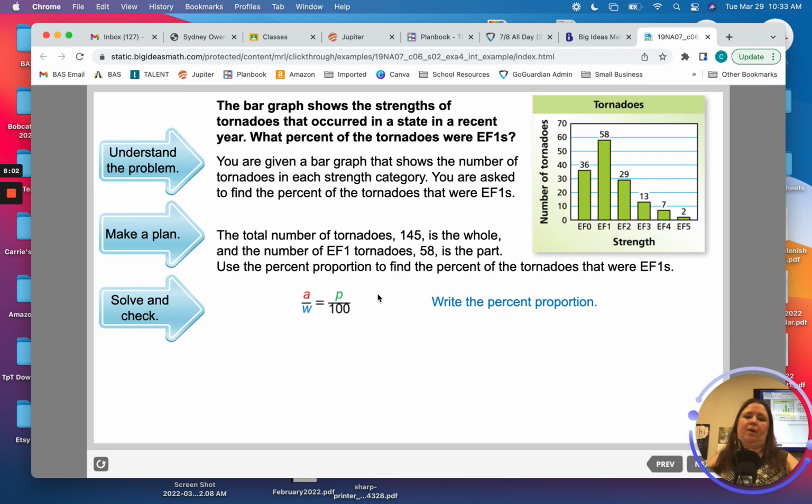Write the percent proportion. What was the part? Part would be 58, and the whole is 145. Now we can solve for P, right? 58 times 100 divided by 145.